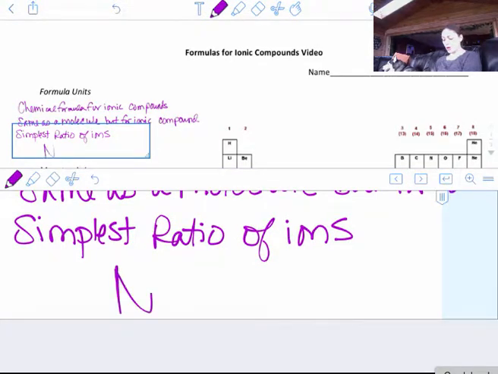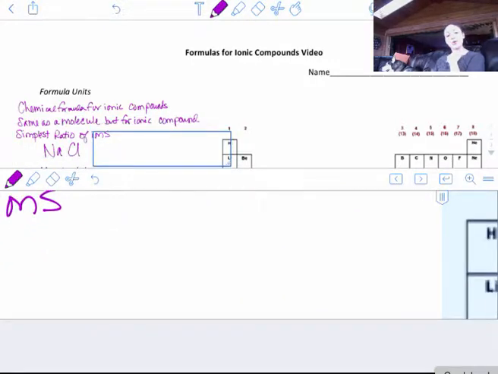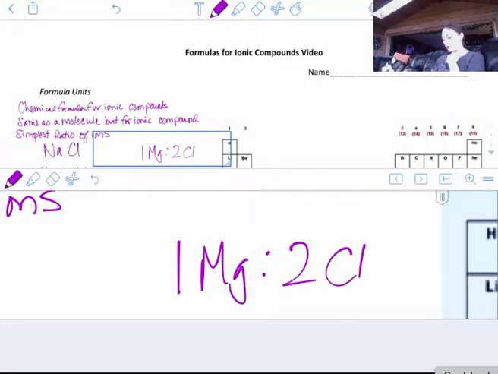So if I have one Na for every Cl, then that would be the formula unit: one Na for every one Cl. If I had, for example, 2 chlorines for magnesium, then I would have 1 magnesium for 2 chlorines. That's the formula unit for magnesium and chlorine, 1 to 2 versus 1 to 1. So a formula unit is just how many are put together for an ionic bond.